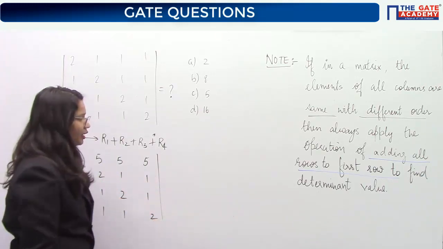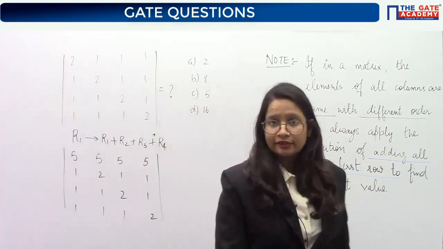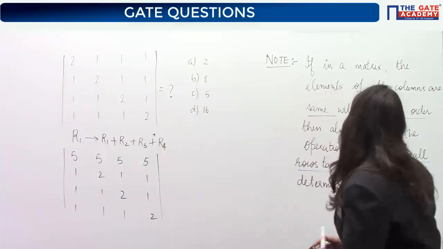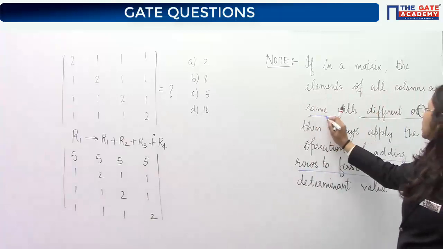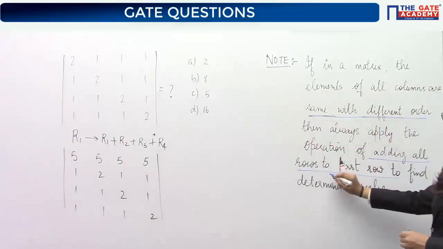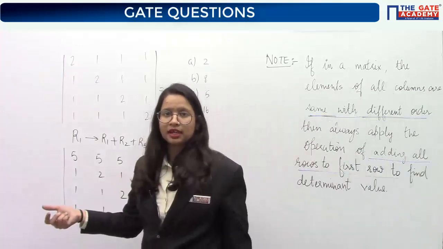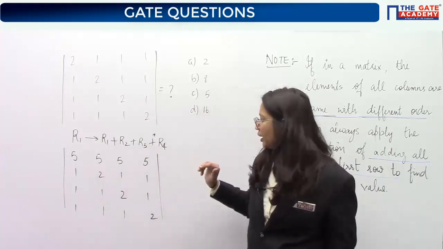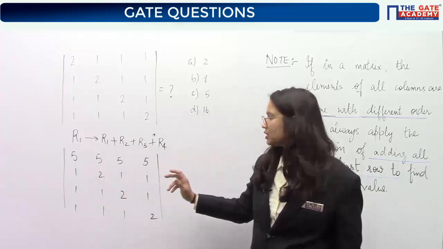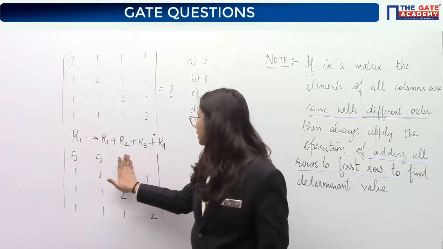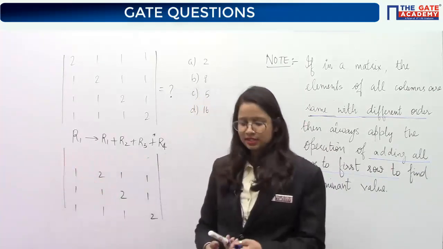So what is the point? The point is that if such a matrix is there where the elements of all columns are the same but in different order, then always apply this operation so that your row 1 elements will become the same. As soon as you arrive at this step, you can take this 5 as common from this matrix.